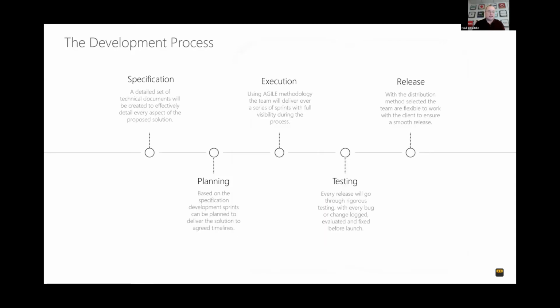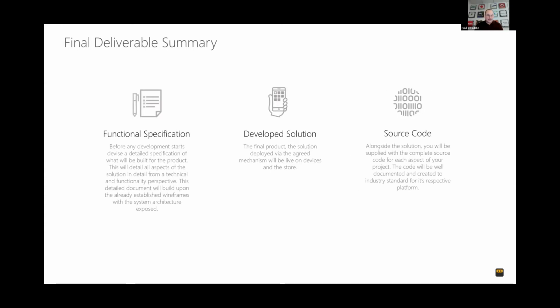Right, so just going back to that development process: specification to make sure you know exactly what you're building, planning what you're building, executing it in those two weekly sprints, making sure you test as you go, and then finally releasing that to the world. And functional spec, developed solution, and all important source code. So that's what I wanted to talk about in terms of the development piece.